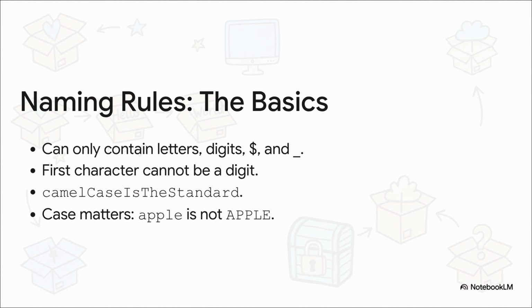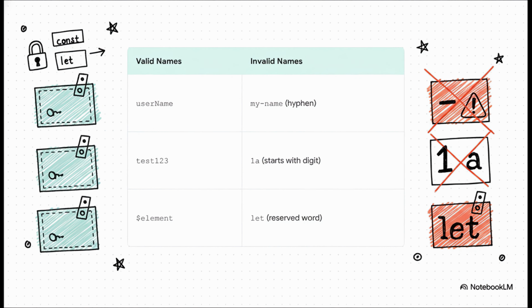To JavaScript, a lowercase apple and an uppercase apple are two totally different boxes. Here's a quick look at that in practice. Over on the left, you've got perfectly valid names like username or dollar element. But on the right, you see the common mistakes. You can't use hyphens, you can't start with a number, and you can't use a word that's already reserved by the language itself, like the word let.